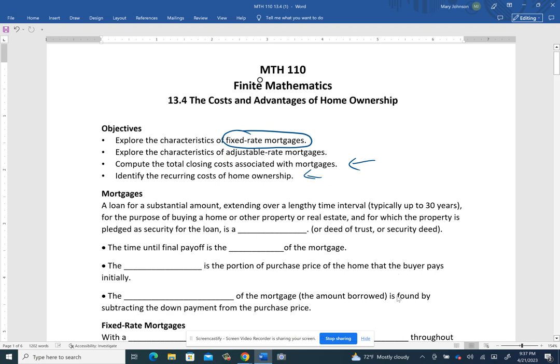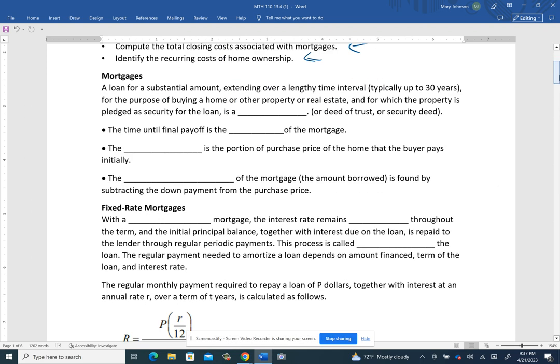A loan for a substantial amount extending over a lengthy time interval, like 30 years, for the purpose of buying a home or other real estate, where the property is pledged as the security for the loan, meaning if you can't wind up paying the loan, the property is like the collateral, is called a mortgage. And it could be a deed of trust or a security deed.